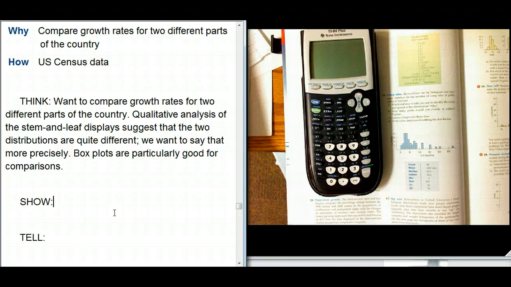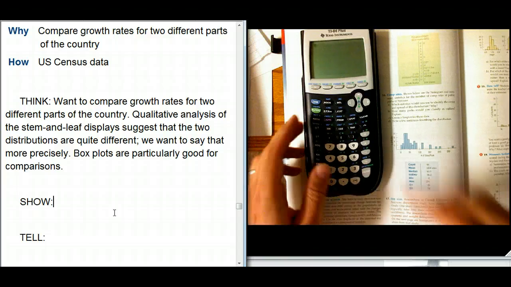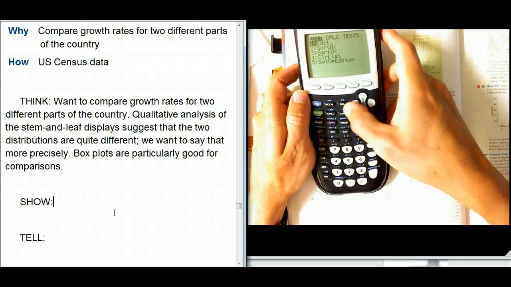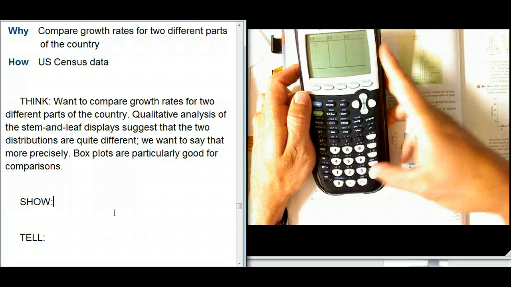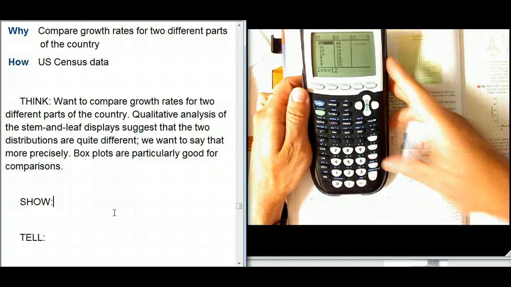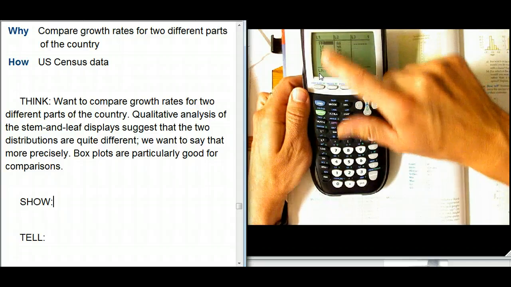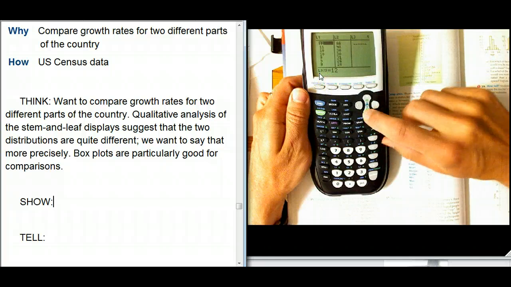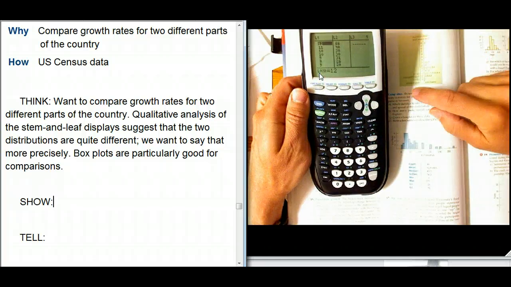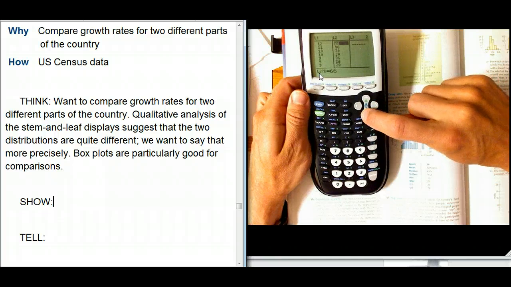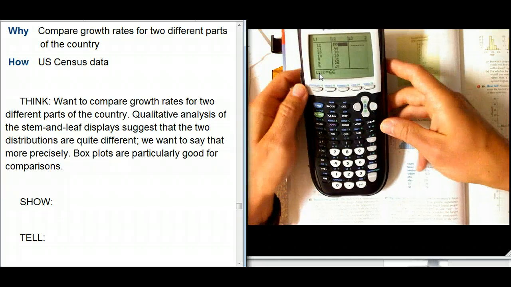So on the calculator, if I go to Stat, Edit, I've already put in L1, the growth rates for the left-hand stuff, the Northeast and Midwest, and over here in L2, I put in the growth rates for the southern and western states. Okay, so how do we get box plots?